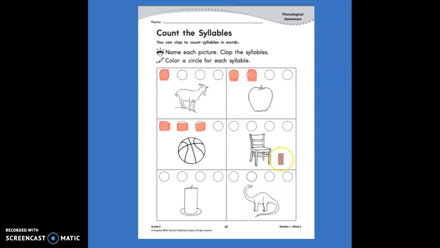What is this? Chair. Okay, I bet you already know the answer to that. Let's clap out our syllables. You ready? Chair. 1 syllable because we clapped 1 time.